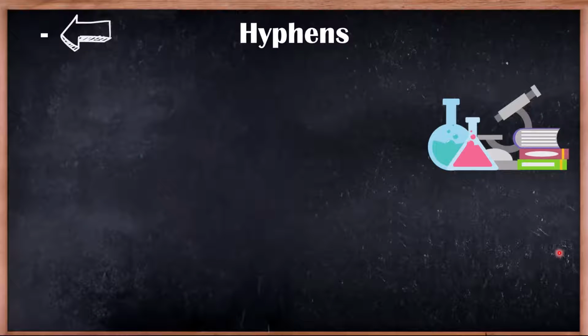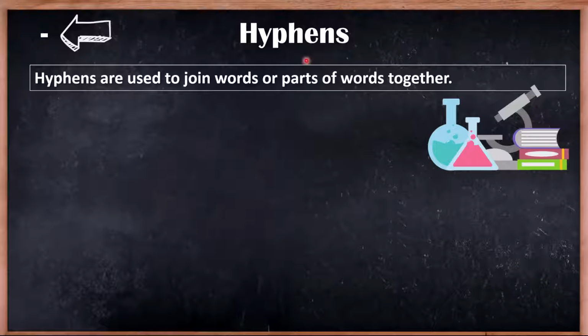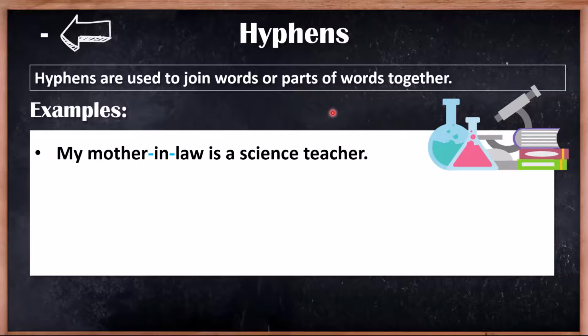Now let's talk about hyphens. So this is a hyphen here, and hyphens are used to join words or parts of words together. So for example, my mother-in-law is a science teacher. With certain words in English, we have hyphens to connect them. Mother-in-law. In this one, we have a hyphen after mother and after in, and that connects it, because technically we're talking about just one thing.